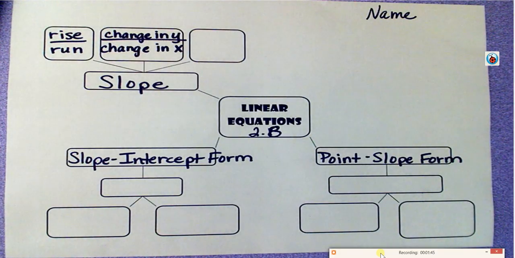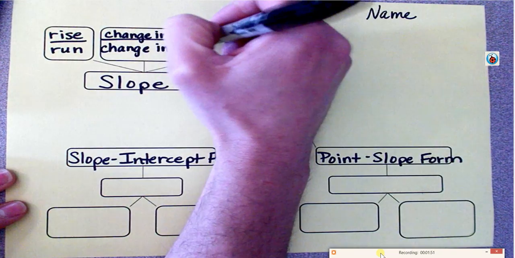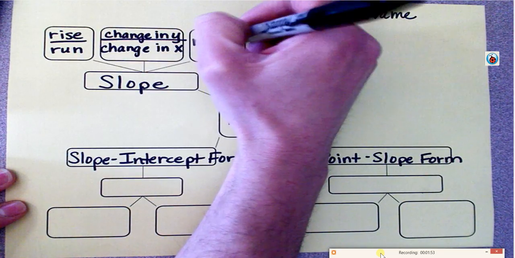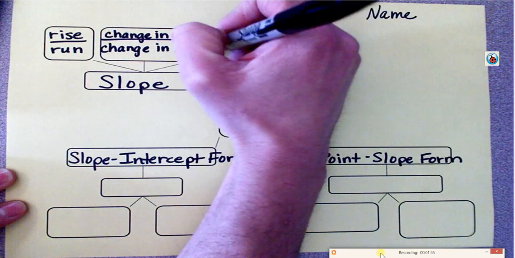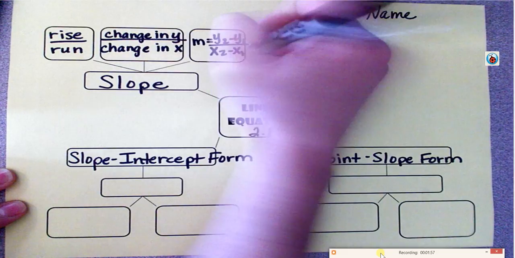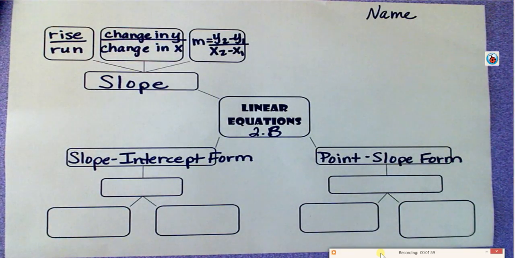And maybe you're just given two different points, and from those 2 points you have to calculate the slope. So you use the slope formula, m equals y2 minus y1 divided by x2 minus x1. But in order to write an equation of a line, you have to have slope.